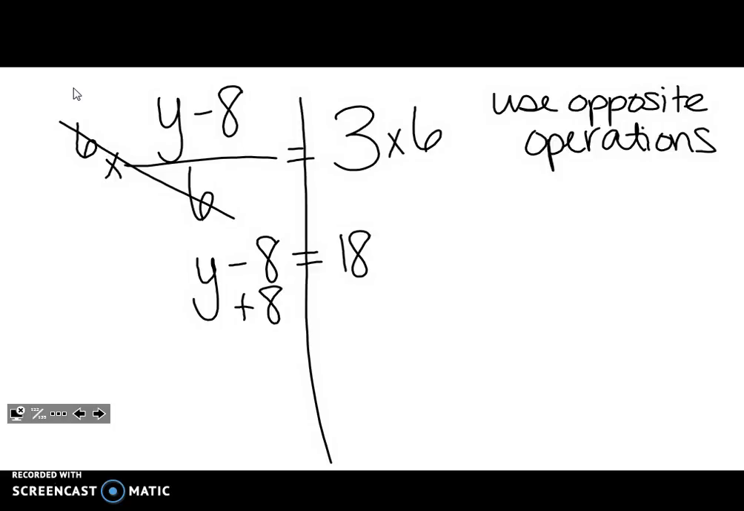Then minus 8, the opposite is adding 8. So I'm going to move that to the other side. And 18 plus 8 is 26.